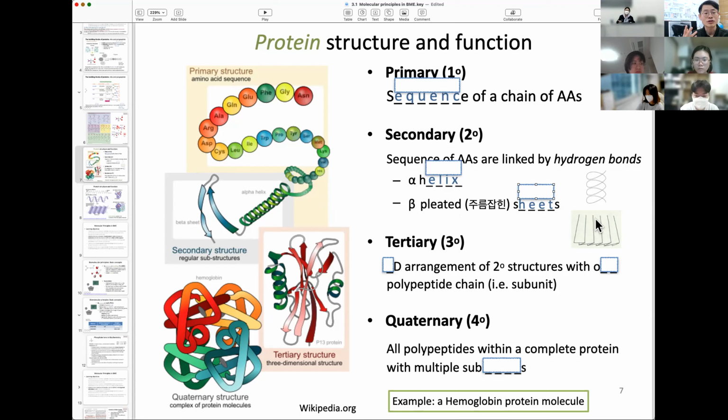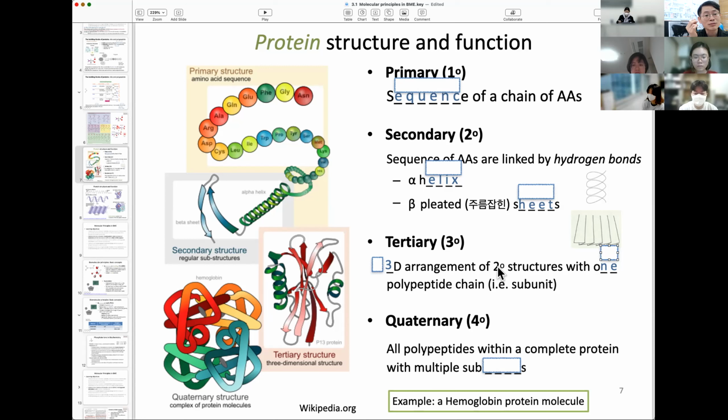So once we have these two basic units, you can combine them together into a nice three-dimensional structure that we call tertiary. As I say, this is the 3D arrangement of secondary structure, with, let's see, Janice? One polypeptide. Exactly, very good. So like you see, the protein's tertiary structure is one polypeptide chain. You make this kind of structure, that's a tertiary structure.